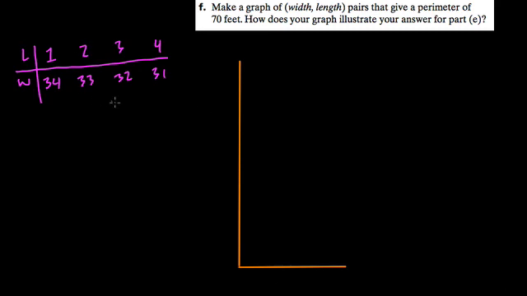You could reverse it if you thought about it in a different way, but since we're using length to determine width, make length your independent variable, and make width your dependent variable. So for length, we're just going 1, 2, 3, 4. That's what we have here in this table. And for width, we have 34 all the way down to 31. So here, what I'm going to do is go by 5s: 5, 10, 15, 20, 25, 30, and 35.